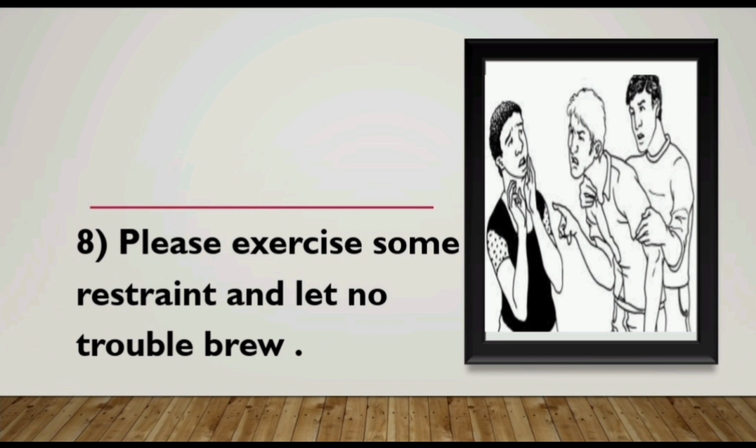Sentence number 8 is: Please exercise some restraint and let no trouble brew. When you use please, it shows that you are requesting someone. When we request, we use imperatives, which show request, order, command, etc. So therefore this is an imperative sentence containing a request.